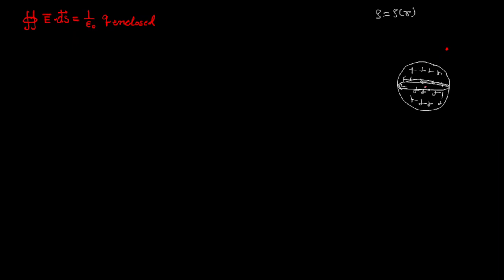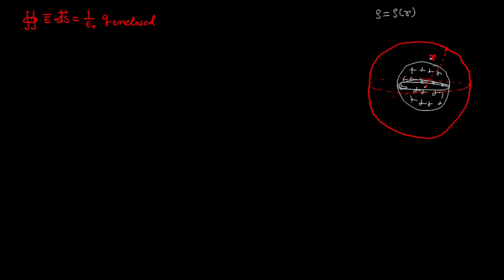So in this case, let's say we want to calculate the electric field at this point. We have to connect this point with the center of the given charge distribution, and then taking this as a radius, we can draw a concentric spherical surface like this. So this is our Gaussian surface in this case. Let's say the radius of this Gaussian surface is r.